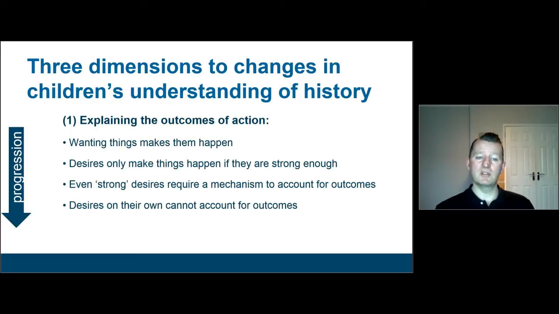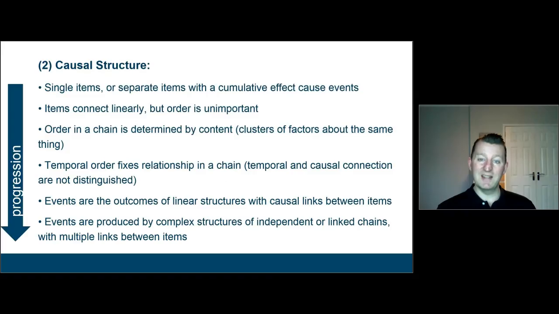So we start off with the concept that wanting things makes them happen. We then move on to desires only make things happen if they're strong enough. And then we understand that even strong desires require a mechanism to account for those outcomes. And finally, we understand that desires on their own can't account for outcomes. So that's what a sense of progression might look like when we're working on children in relation to this dimension of their understanding of historical change.